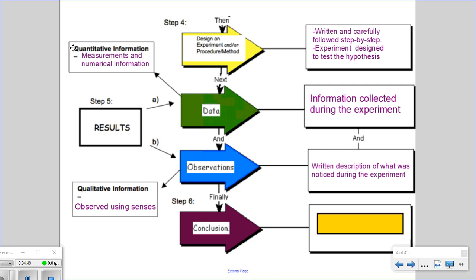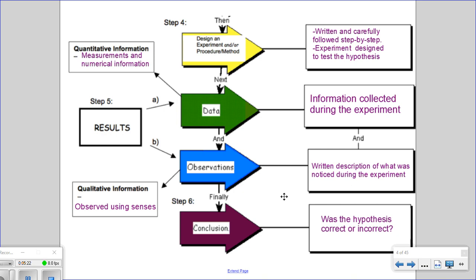Once you have that quantitative information and qualitative information, you would do an analysis of that data that would allow you to make your conclusions. And so in the conclusion, you're basically trying to determine, was your hypothesis correct or incorrect? So that original answer that you came up with, that educated guess to what your question was, you would use the data then to determine if that hypothesis was correct or incorrect.